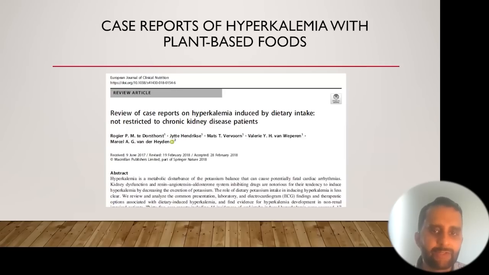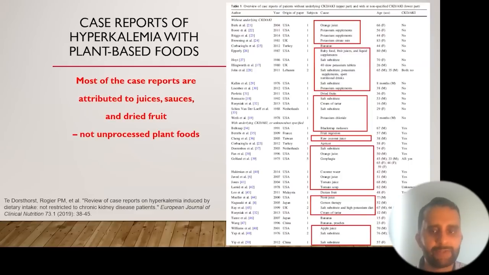The catch to this is that certain foods can increase the amount of potassium being absorbed. This was a review of case reports of hyperkalemia, stratified by dietary intake, and it was not restricted to those with chronic kidney disease. It's a very interesting paper. Most of the case reports are attributed to juices, sauces, and dried food and not unprocessed plant foods.